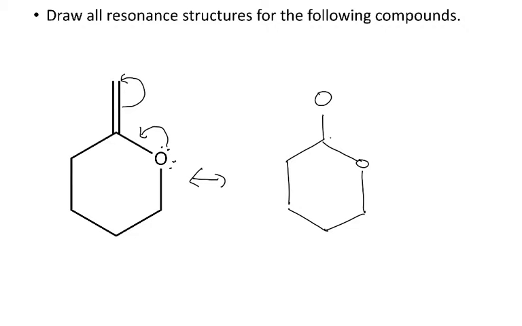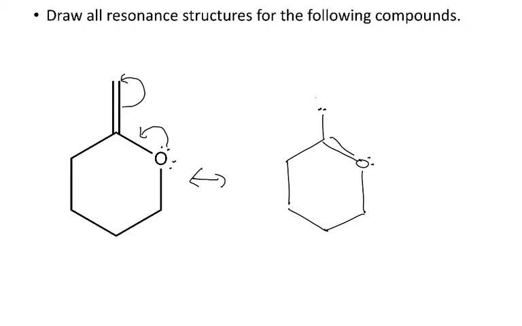Right, so now we have a double bond here. We have just the single lone pair now on the oxygen. And I made a mistake here. That's not supposed to be an oxygen. That's just going to be my lone pair.